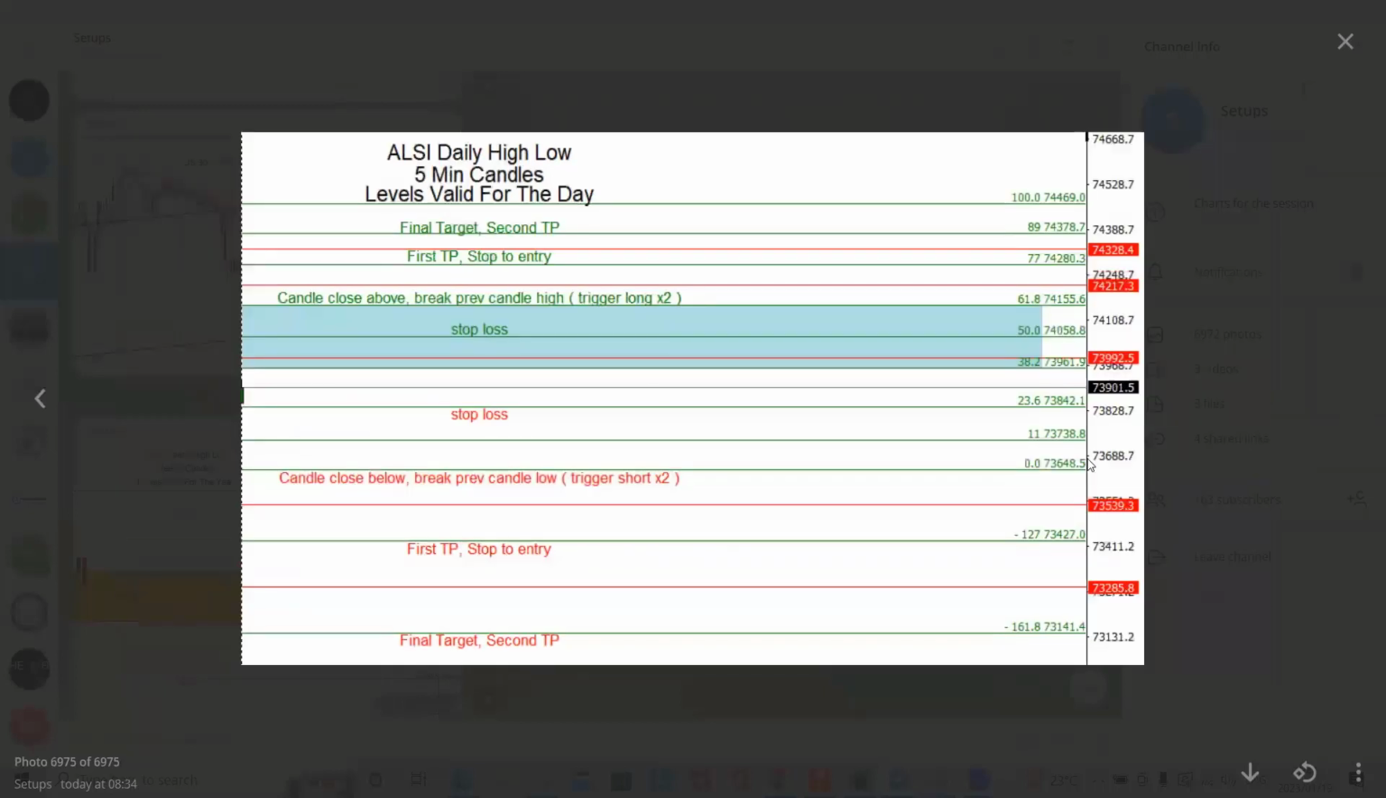On the ALSI daily high-low, currently between levels of 23.6 and 38.2. If you look at moving averages, trend is down at the moment, if I'm correct. So for now, I'm only looking for a trigger short below 0. So candle close below the 0 level, break previous candle low to aim for the minus 127 first TP, minus 161.8 second TP, and stop loss being at 23.6. Remember, guys, same rules apply with the red lines.